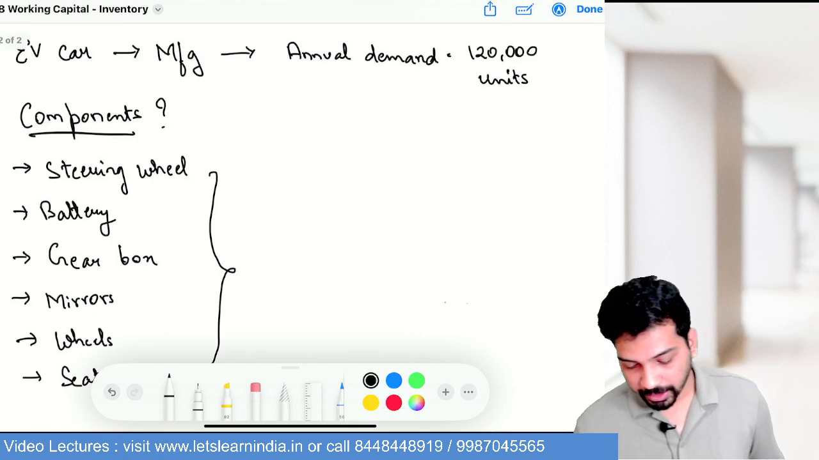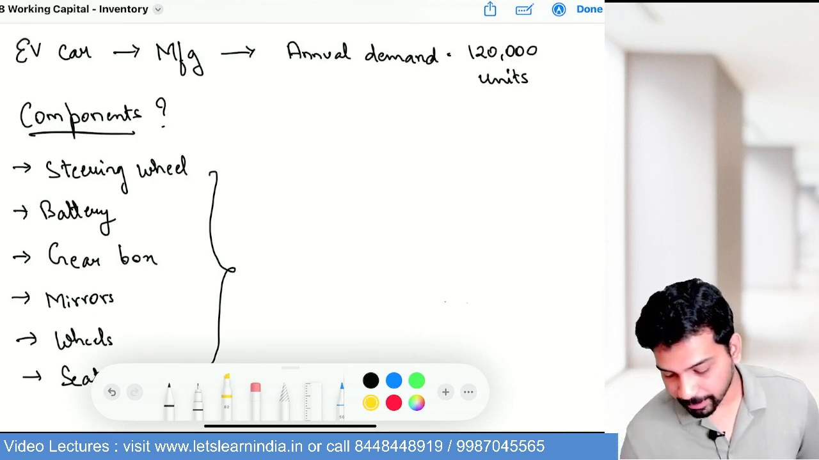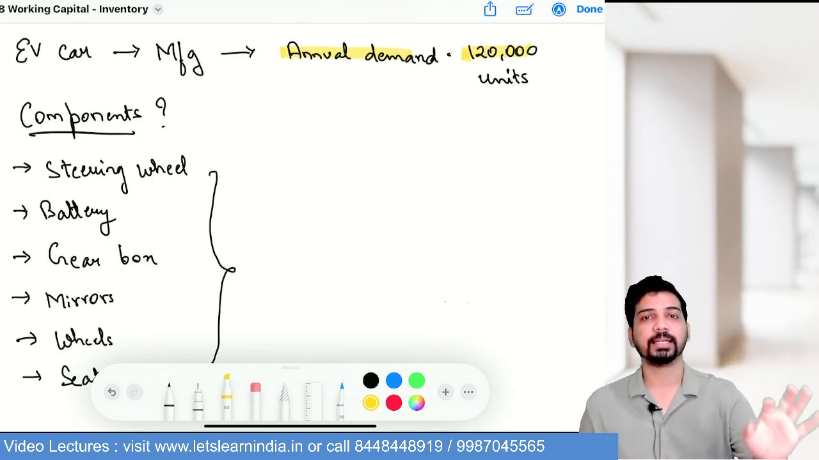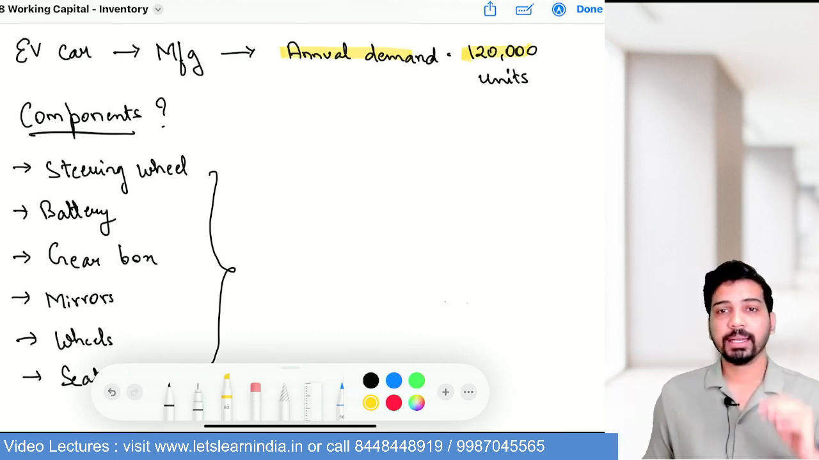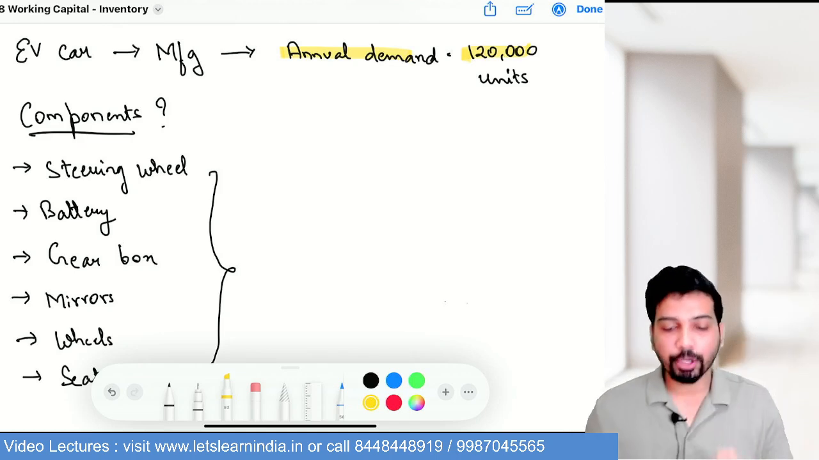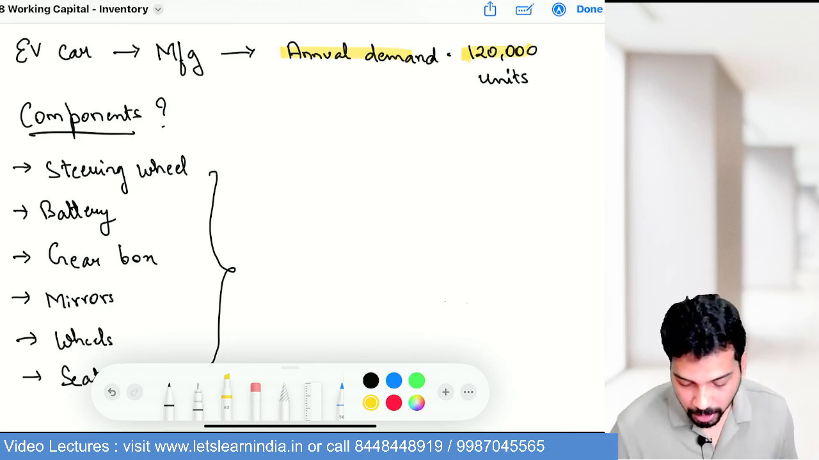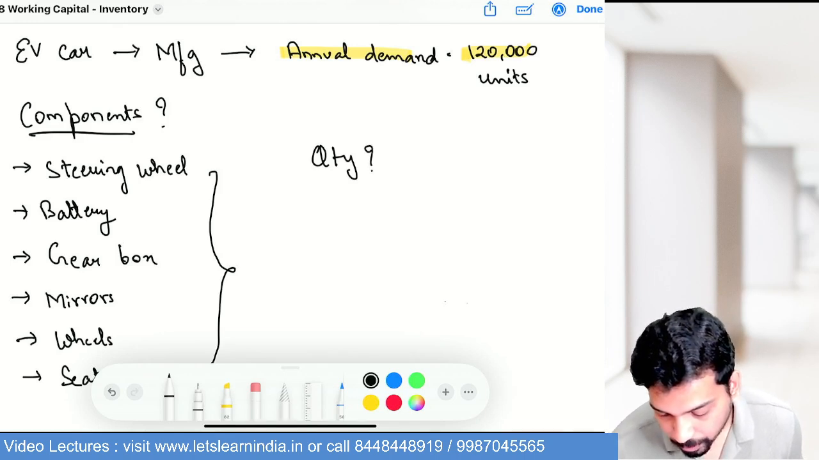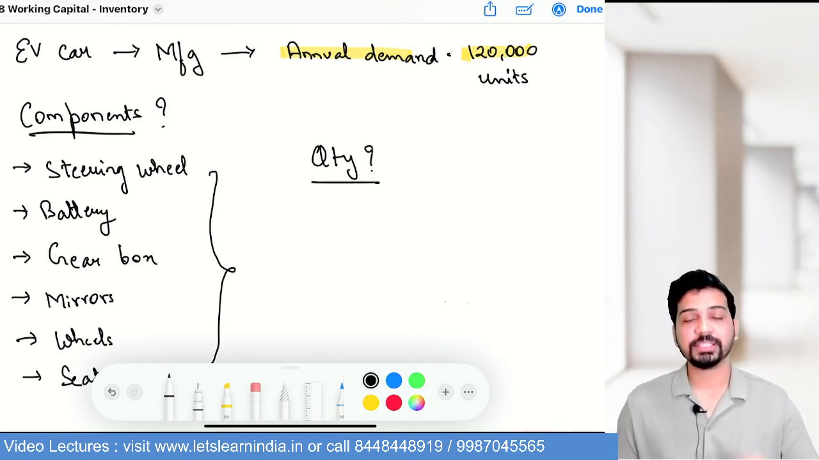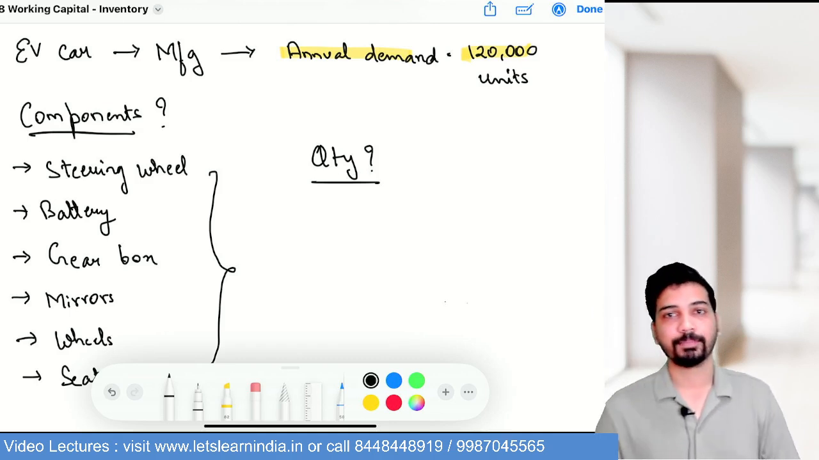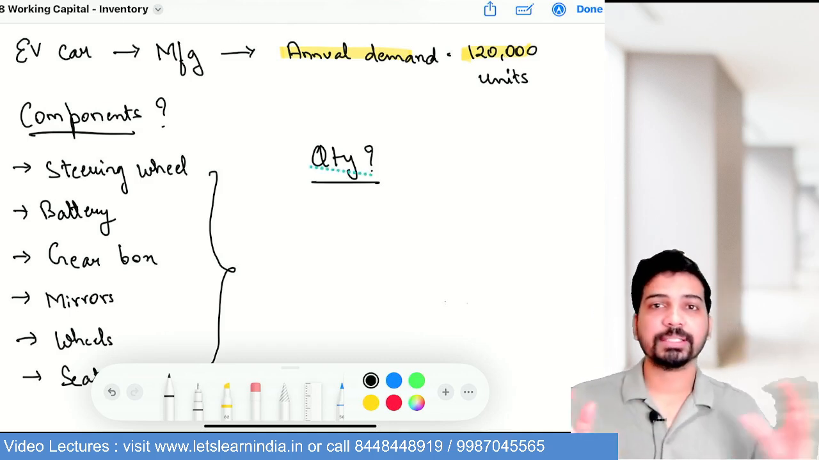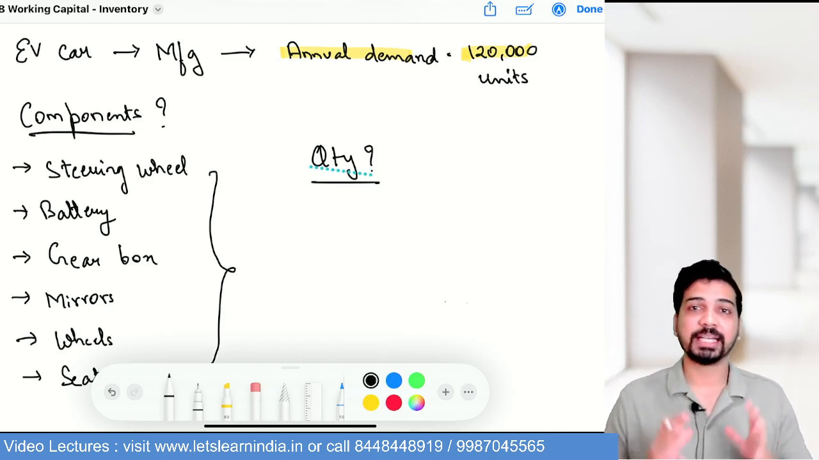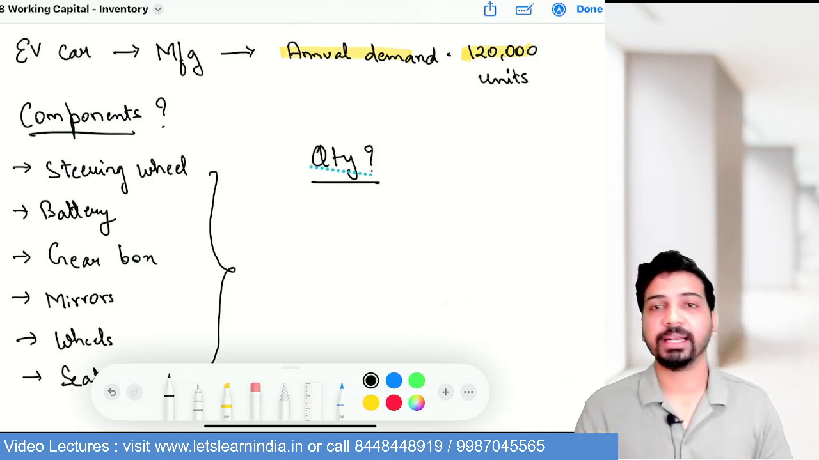Now since you have forecasted a demand of 1,20,000 units, you'll need so many components. What is the quantity of these components? What will be the quantity of these components that you will order? Will you order all at once? I want to order 1,20,000 units. I'll order 1,20,000 steering wheels at once.